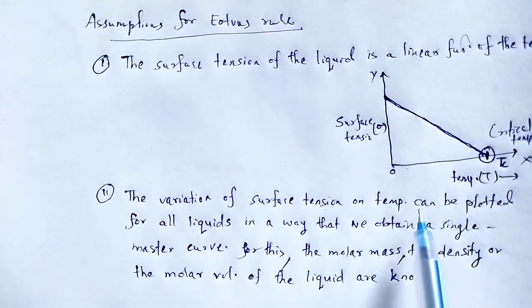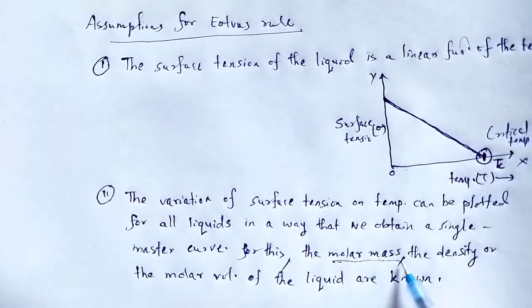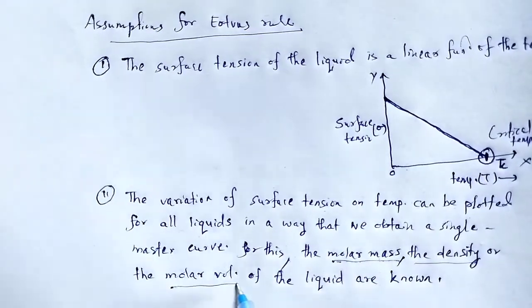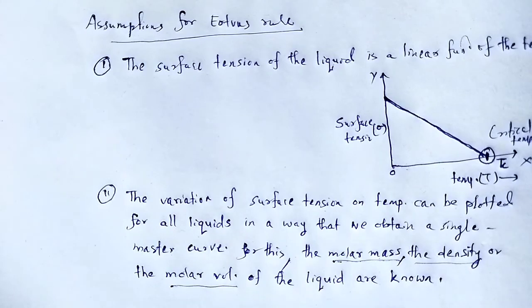The variation of surface tension on temperature can be plotted for all liquids in a way that we obtain a single master curve. For this, what are the necessary factors we have to know? That is the molar mass, the density, and the molar volume of the given liquid. That's why we can take a master curve for this.